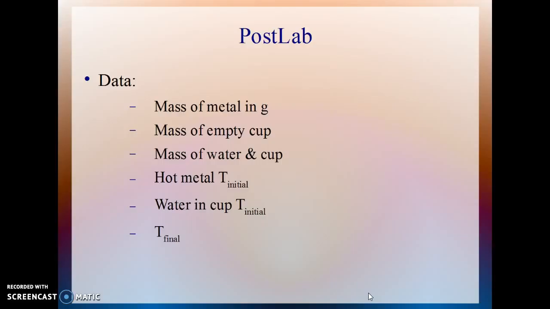Here's your post-lab. You should have the following data: the mass of metal in grams, the mass of the empty cup, the mass of the water and the cup, the initial temperature of the hot metal, and the initial temperature of the cool water in the cup. And of course, the final temperature is the temperature that the hot metal cools to and that the calorimeter water warms to. Let's talk about your calculations.